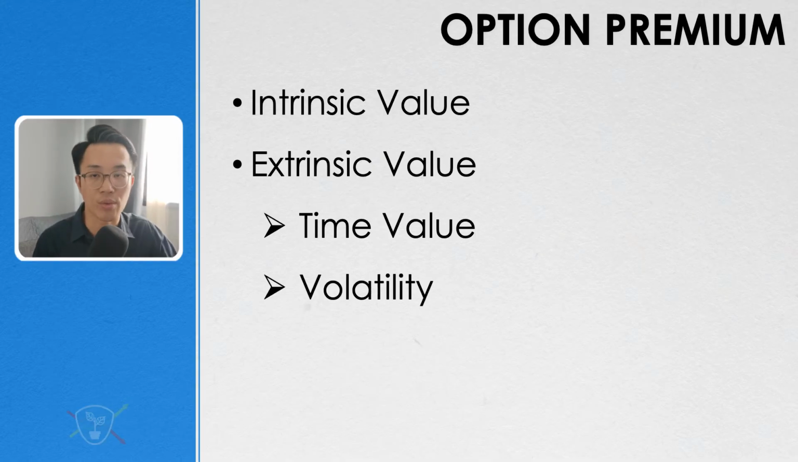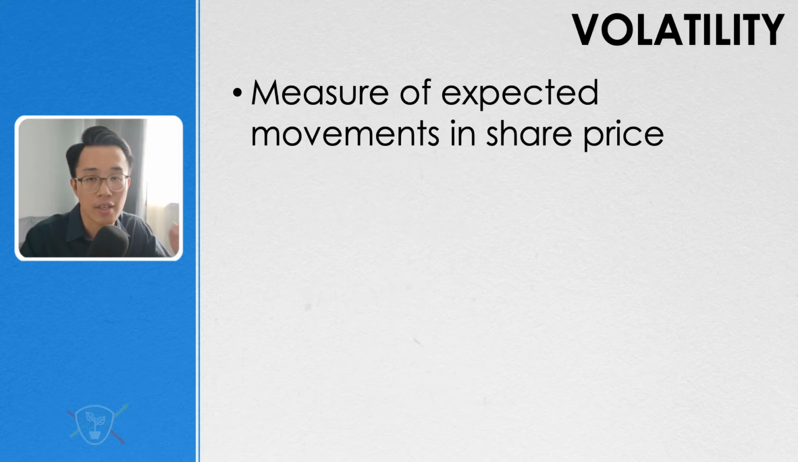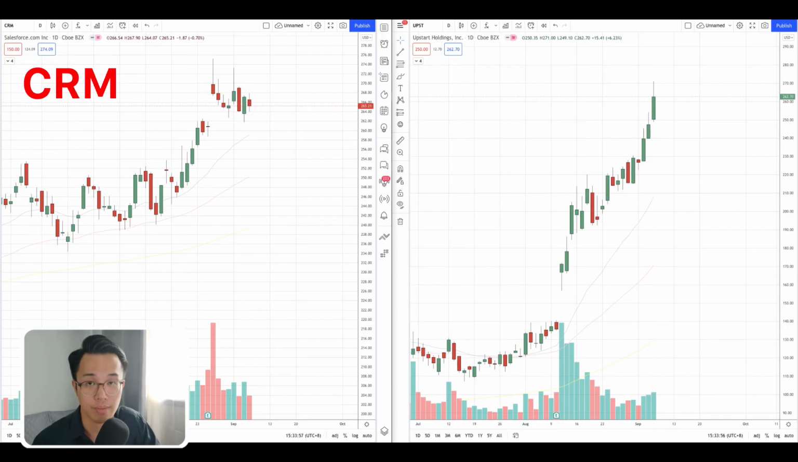So extrinsic value is made up of time and volatility. The volatility is a measure of the expected movements in the share price. So to illustrate how volatility makes a difference in extrinsic value, we're going to compare the option contracts on two different shares, Salesforce, CRM, and we're going to compare CRM with Upstart Holdings, UPST. Very, very similar in price, 265, 262, it's pretty much the same price.